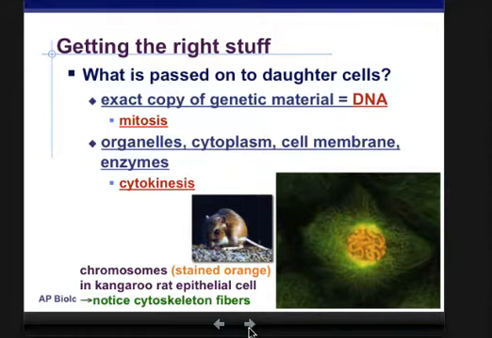And this picture that we're looking at is the chromosomes, this orange piece here, in a kangaroo rat epithelial cell. And I think somebody had to do the epithelial cell in their project. We have epithelial cells in a lot of parts of our body, but skin is an example of where there's some epithelial cells. So the point of this is to show you that you can clearly see the fibers of the cytoskeleton here as well. It's a beautiful picture, actually.